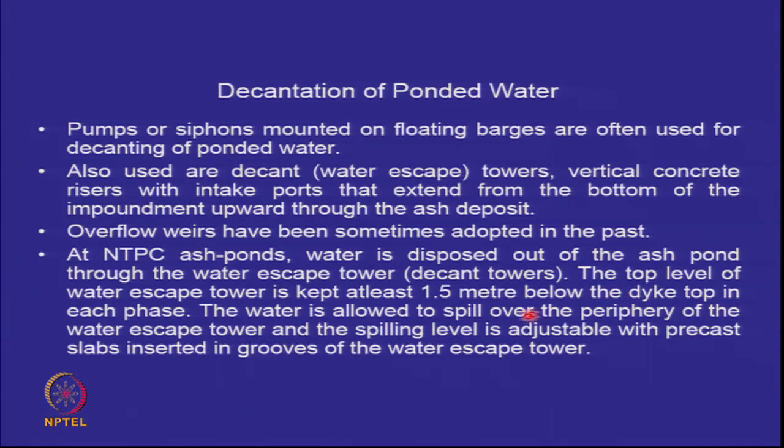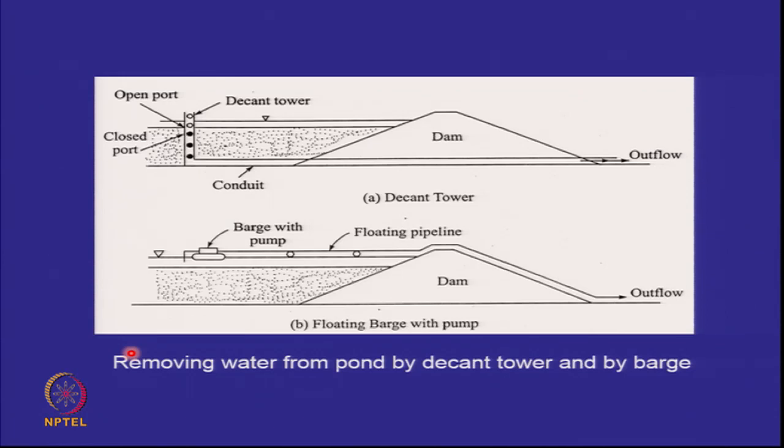And the idea is that the water is allowed to spill over the periphery of the water escape tower into the tower, and this level is adjustable with some kind of precast slabs or holes. I'll show you. If I have a well or a decant tower which has several holes, okay? Now, when I am depositing the slurry here, this hole is open. So the water will go through from here.